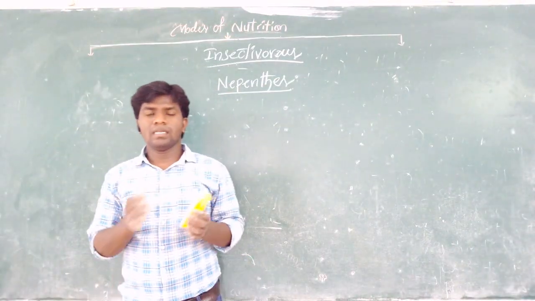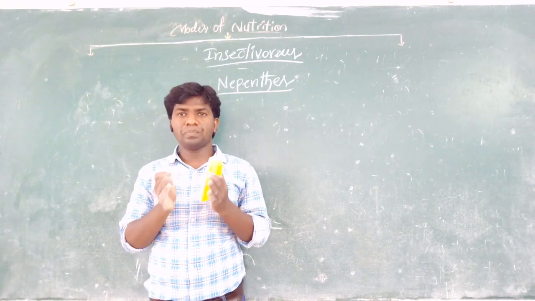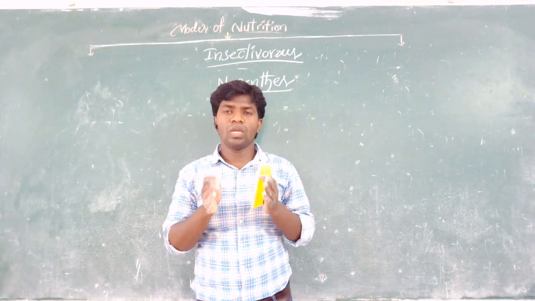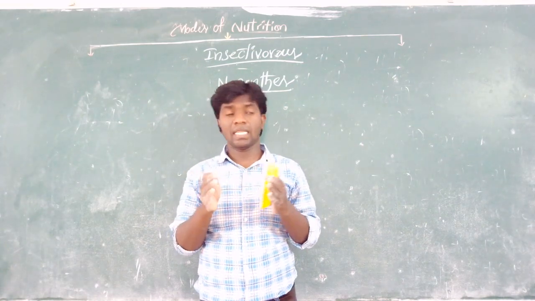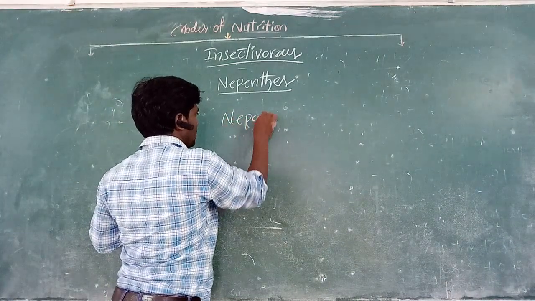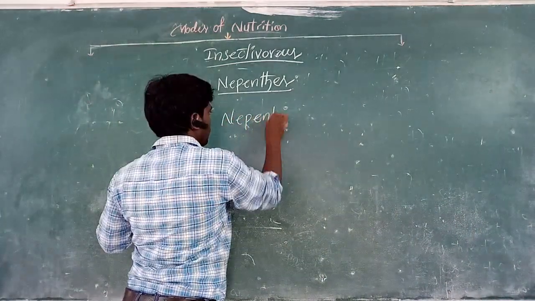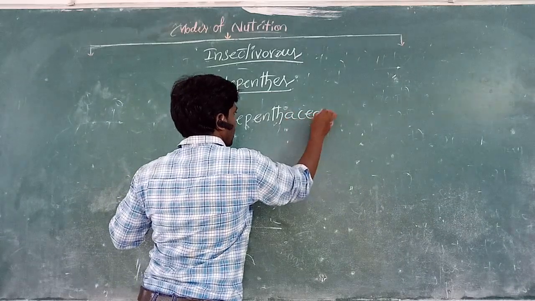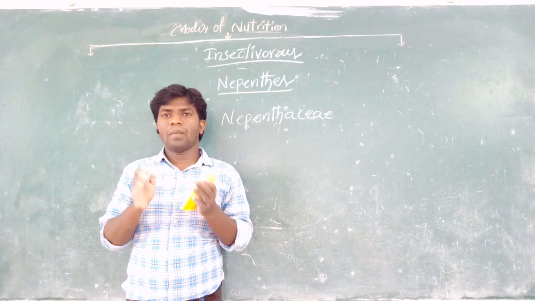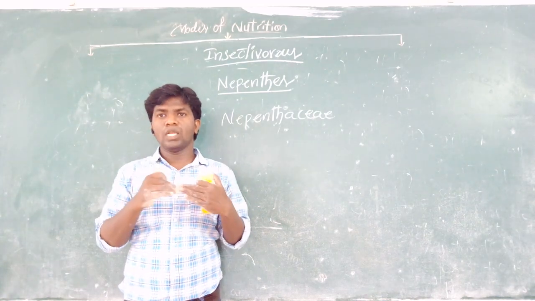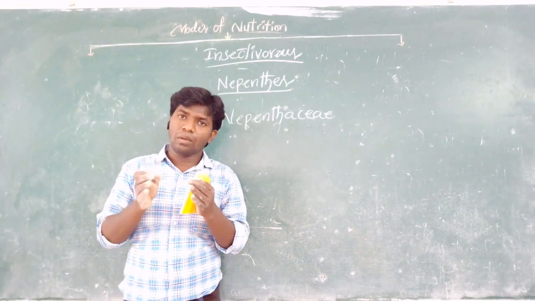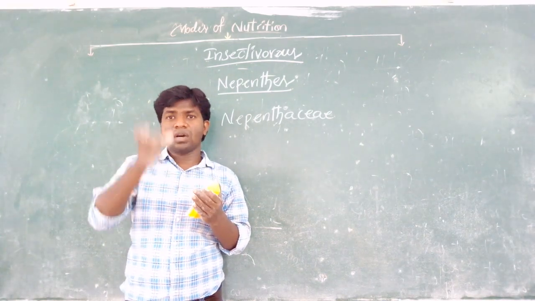So Nepenthes, another name for Nepenthes is pitcher plant. What is that? Pitcher plant. So the pitcher plant belongs to the family Nepenthaceae. The members of this family are commonly known as pitcher plants because their leaves bear jar-like structures.